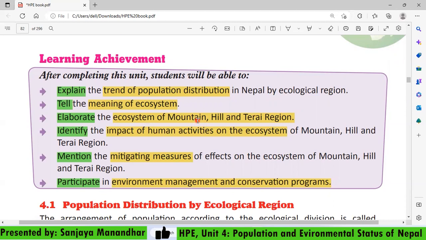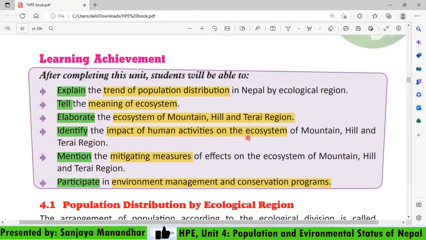Area coverage, subdivisions, what types of mountains, lakes, and land features are there, everything is included. In the physical and biological aspects, what things are included, what type of plants, animals, and birds are found. In the sociocultural aspect, what type of festivals, religions, castes and ethnic groups of people, what type of houses, what type of clothes they wear, what is their lifestyle, and what type of economic activities they are involved in. These things are included, so you can easily do this.